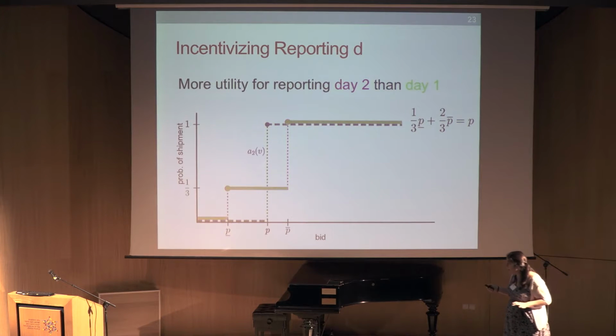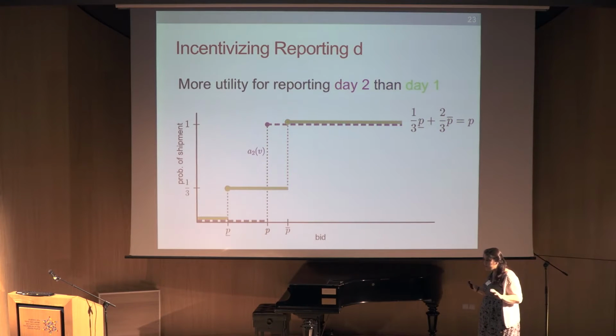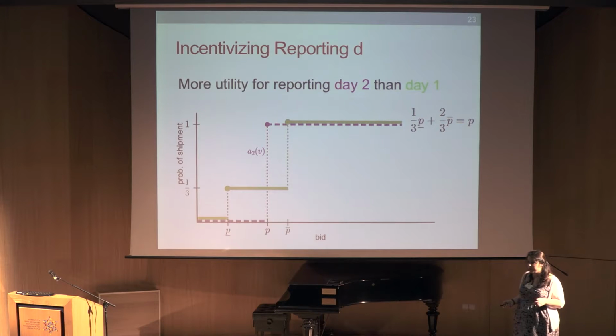But if you were to swap them, same expected price, but you're randomizing on day 1 instead of day 2. So posted price on day 2, randomization on day 1. Now you're violating this area under the curve constraint. Now there's more area under the green curve than under the pink curve, so this is not incentive compatible.